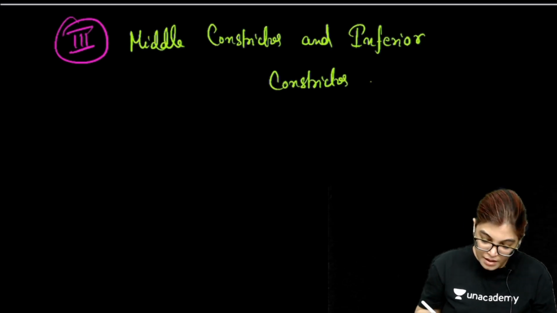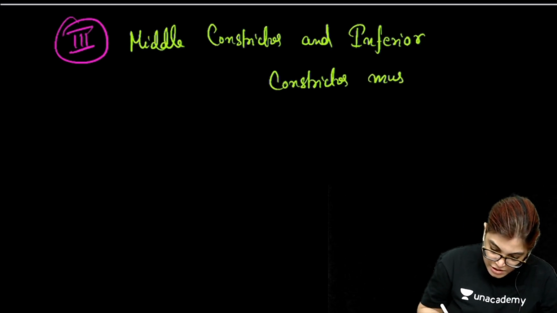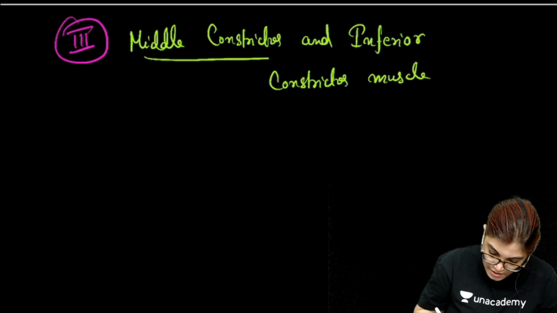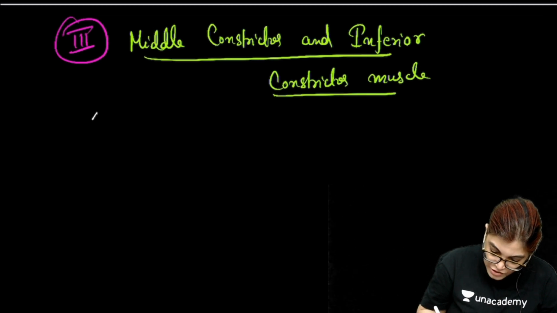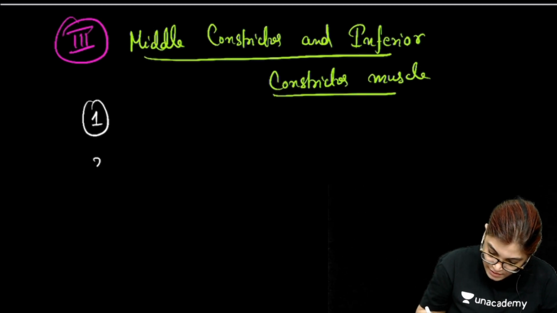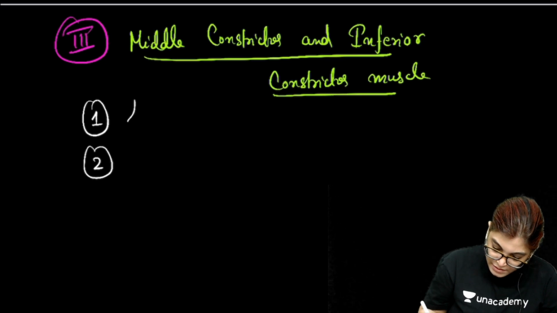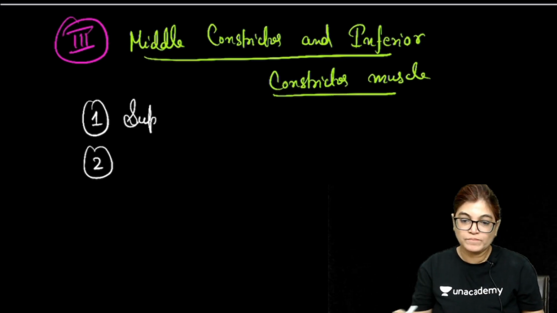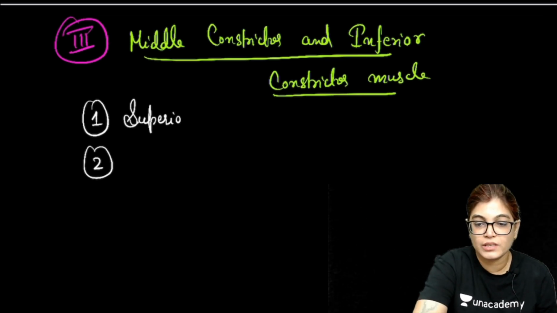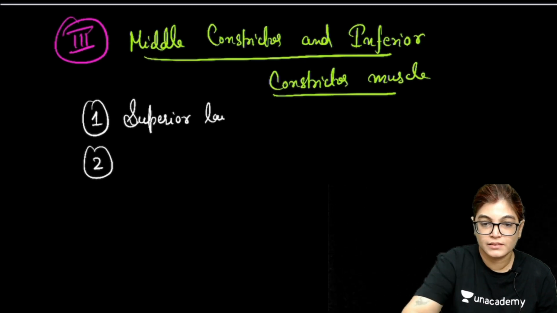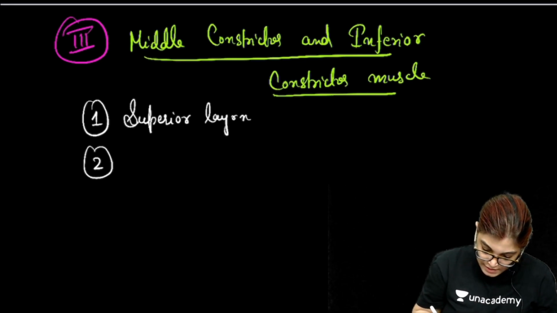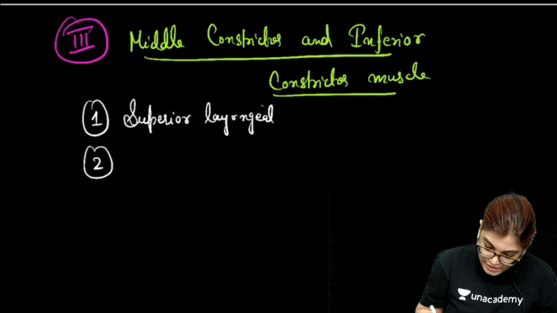The structures passing are the superior laryngeal vessel and the internal laryngeal nerve.